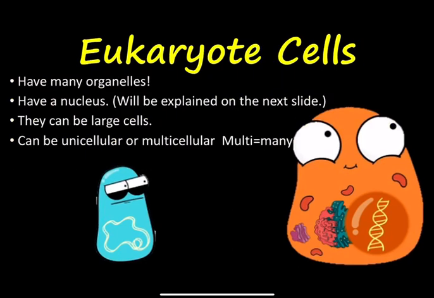Eukaryotic cells. Eukaryotic cells have many organelles. They have a nucleus, which we will talk about on the next slide. It's basically the brain of the cell. They can be large cells or small cells. I believe the largest eukaryotic cell is an ostrich egg. I could be wrong. They can be unicellular or multicellular, meaning many.